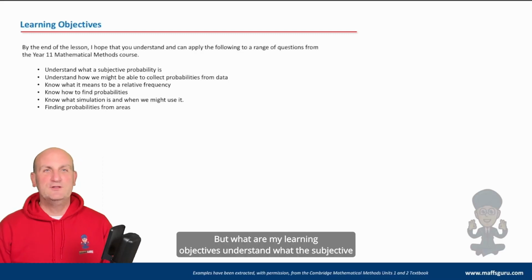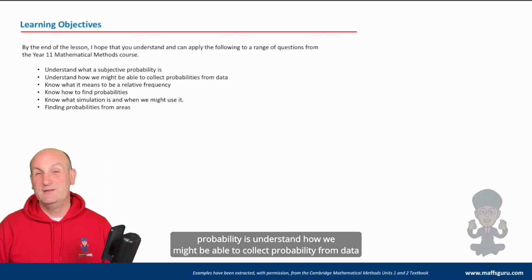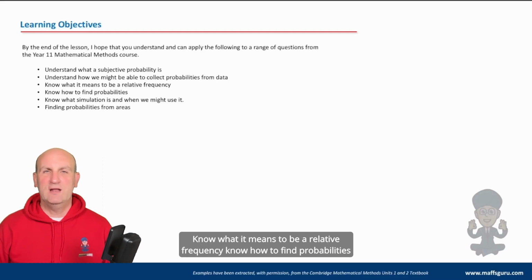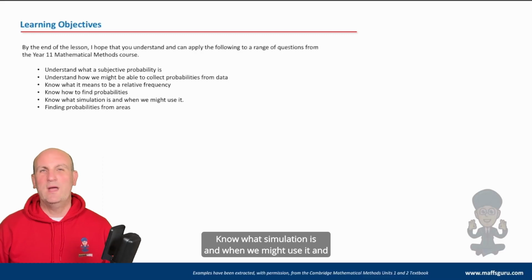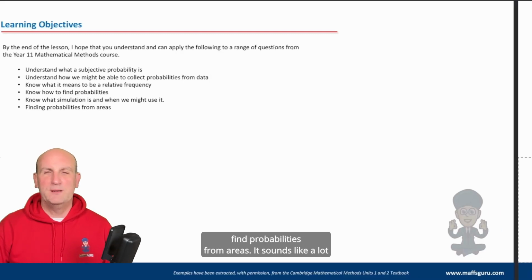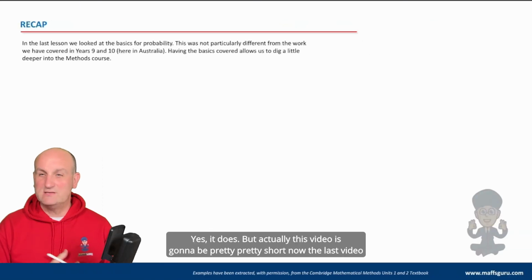But what are my learning objectives? Understand what subjective probability is. Understand how we might be able to collect probability from data. Know what it means to be a relative frequency. Know how to find probabilities, know what simulation is and when we might use it, and find probabilities from areas. Sounds like a lot. Yes, it does, but actually this video is going to be pretty short.